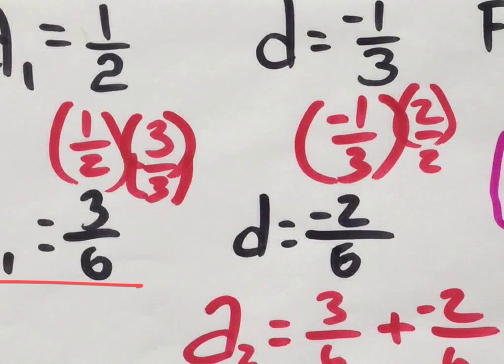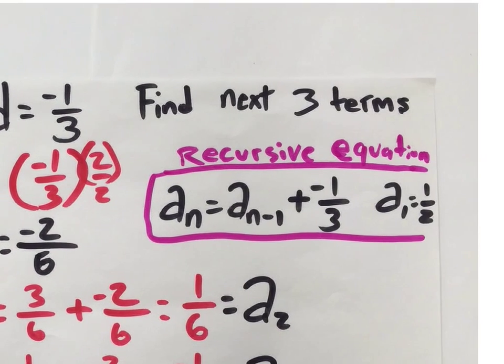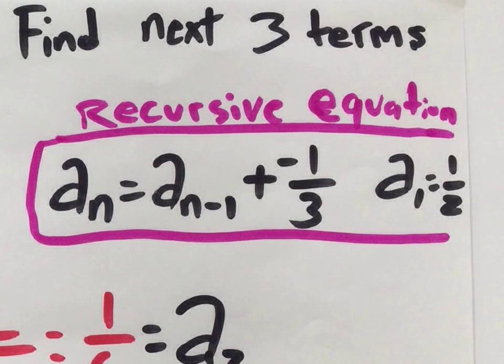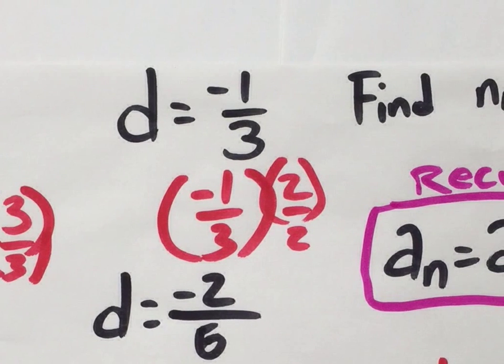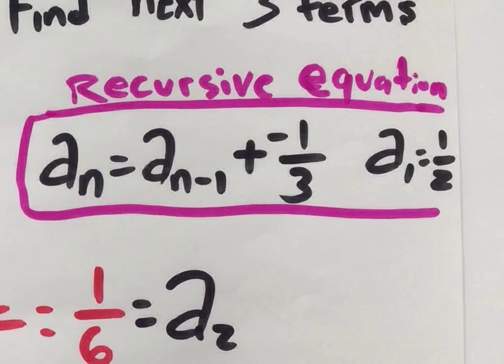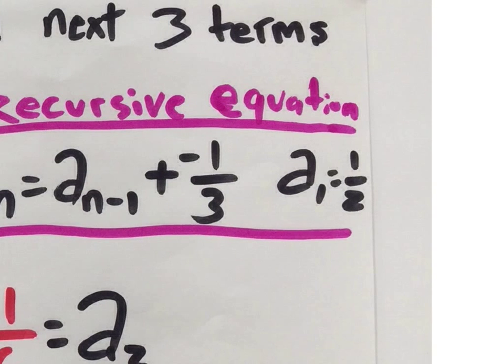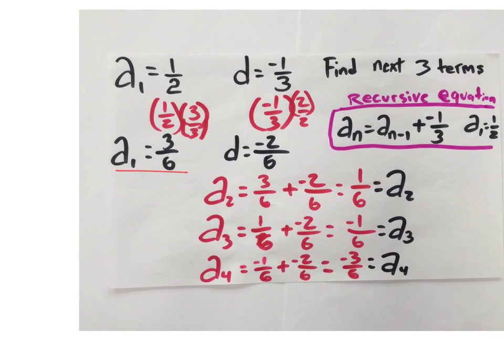And now what we need to do is take this new information and pop it into our recursive equation formula. So it's going to be a sub n equals a sub n minus 1 plus the difference, which we know is negative 1/3 because we actually found that right there. Alternatively, we're going to change that into negative 2 over 6 in a minute. And here we've got the first term, which we're going to change into our conversion, 3 over 6.